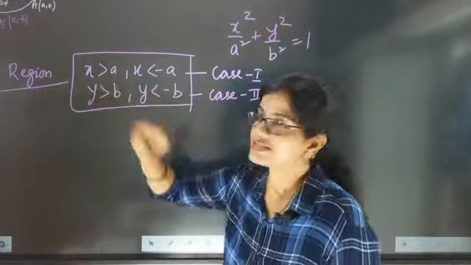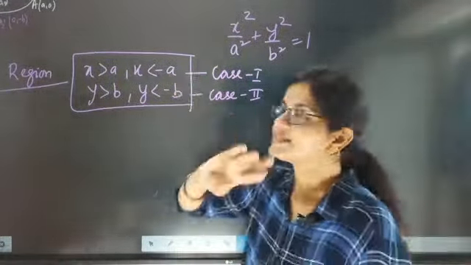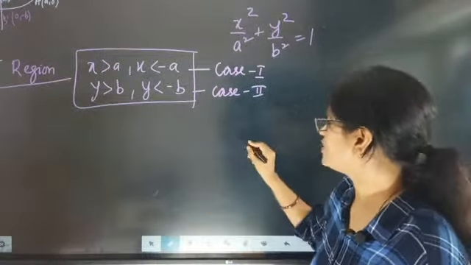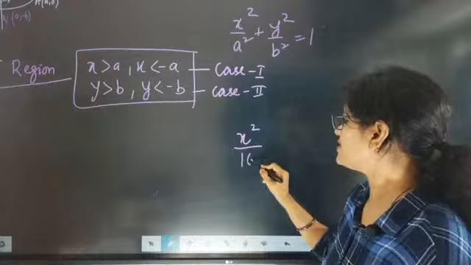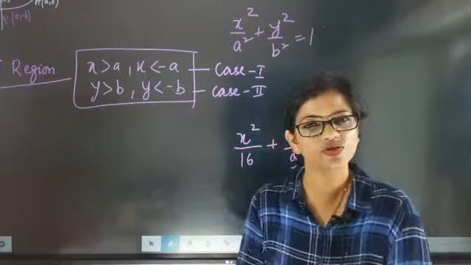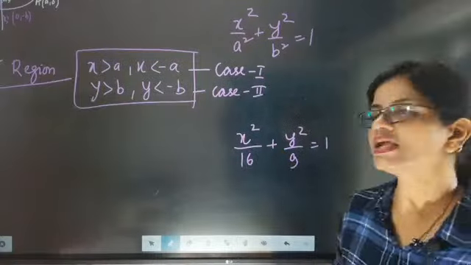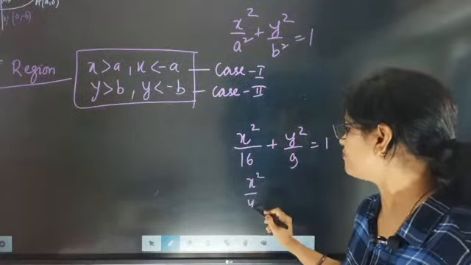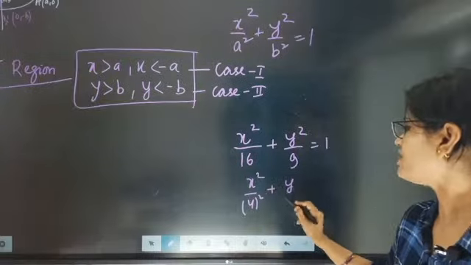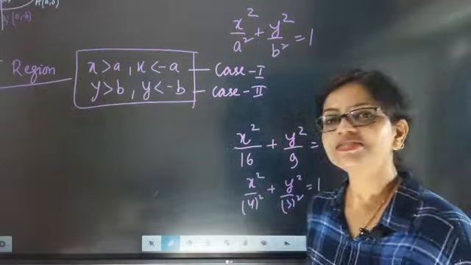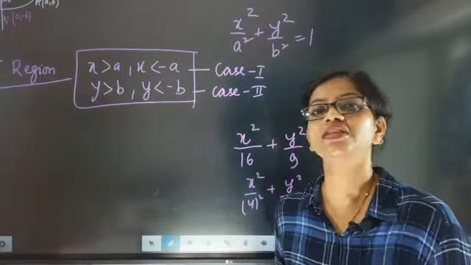Now look here, x is greater than a and x is less than minus a. So now let's check this one out. The equation of the ellipse, we are going to take it as x square by 16 plus y square by 9 equal to 1. So this is the equation of the ellipse, beta. So now I am taking the x value greater than 4, as (x by 4) whole square plus (y by 3) whole square equal to 1.